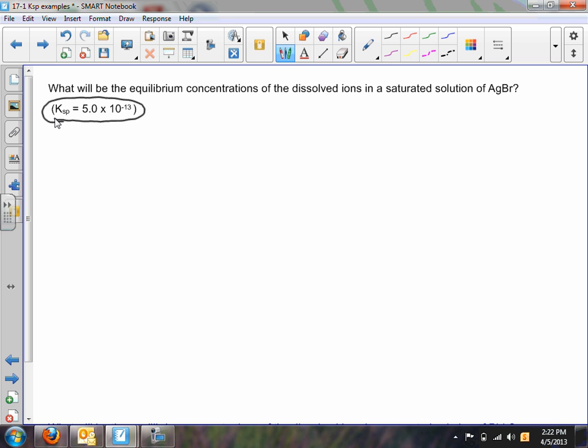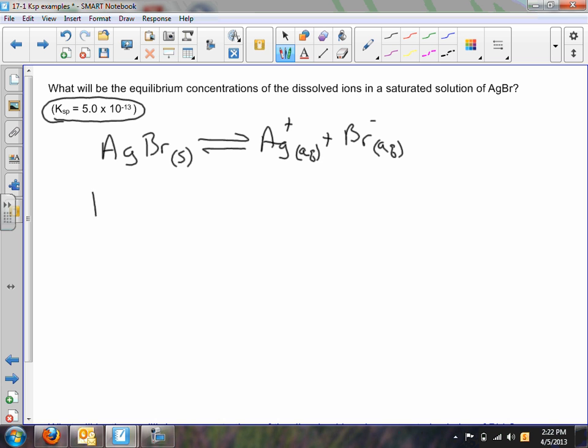Just like always, the first thing you have to do is write down your equation. In this case, solid silver bromide will break apart into Ag+ aqueous and Br- aqueous ions. Once you have that, you can write your KSP expression. KSP is concentration of Ag+ times concentration of Br-. We don't have to put the AgBr because that's a solid.